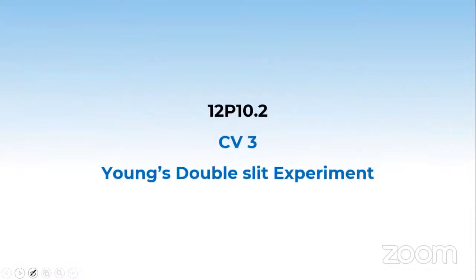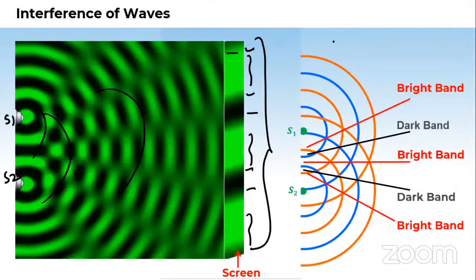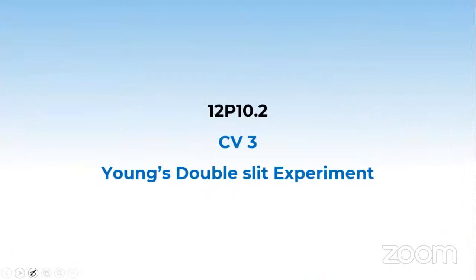So this you must understand. This complete process is basically interference. Now let us see this experiment, that is Young's double slit experiment. What is this experiment? It is Young's double slit experiment.